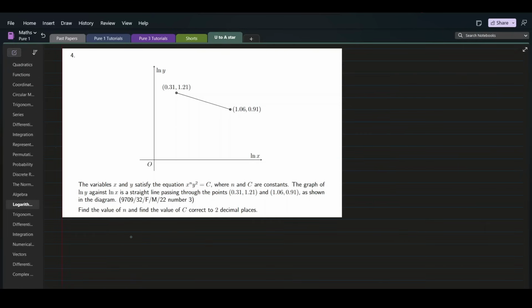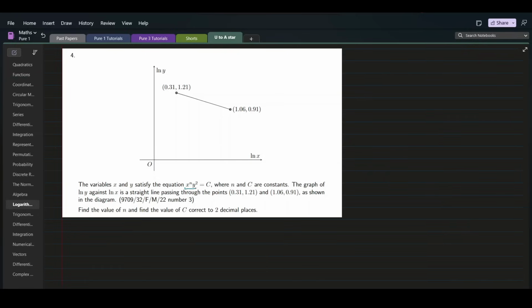Okay, so let's look at this question on linear law. The variables x and y satisfy the equation x to the n y squared is equal to c, where n and c are constants. The graph of ln y against ln x is a straight line passing through the points (0.31, 1.21) and (1.06, 0.91) as shown in the diagram. Find the value of n and the value of c correct to 2 decimal places.